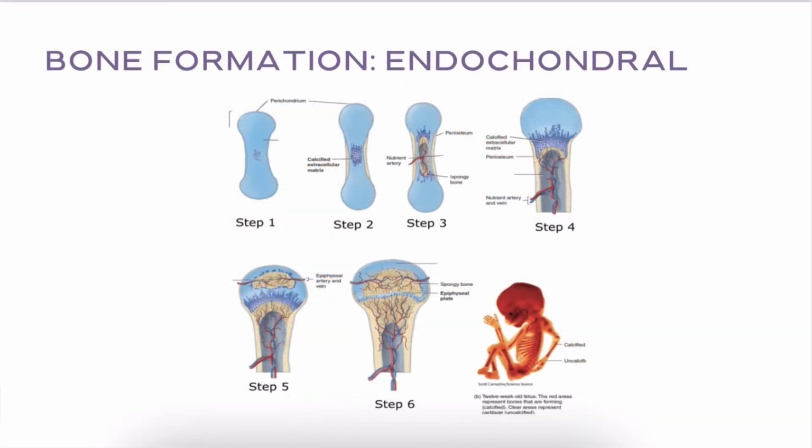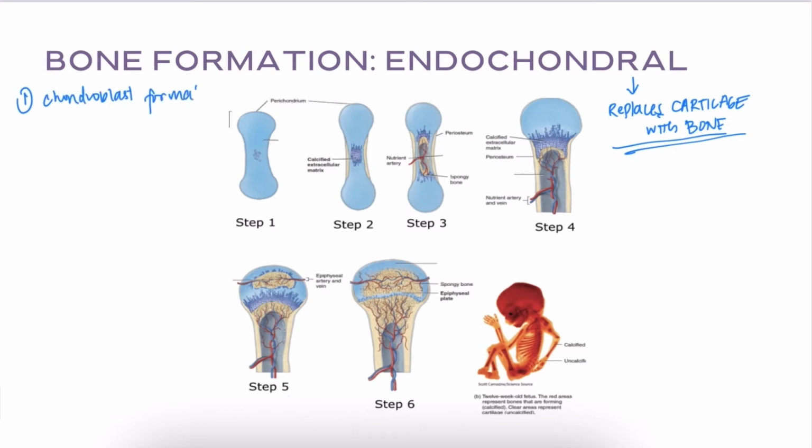So we're done with the intramembranous ossification. Let's now talk about the endochondral ossification, which replaces cartilage with bone in the developing embryo and fetus. So here we have 6 steps.